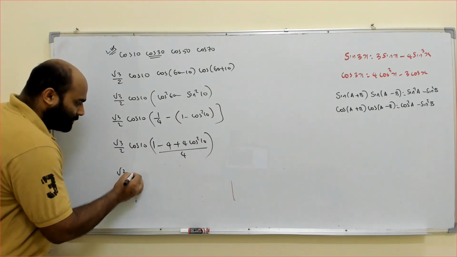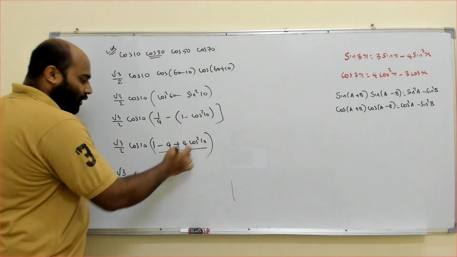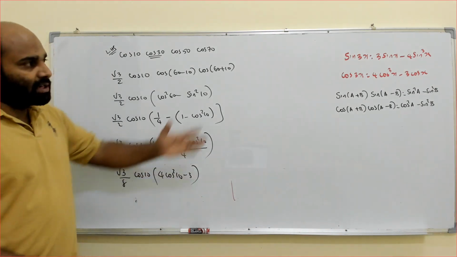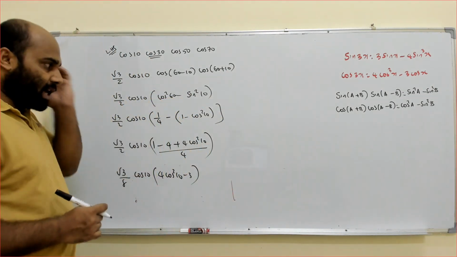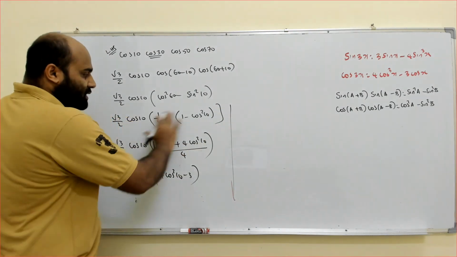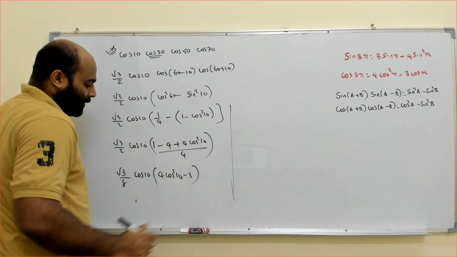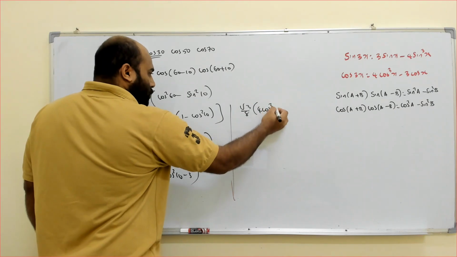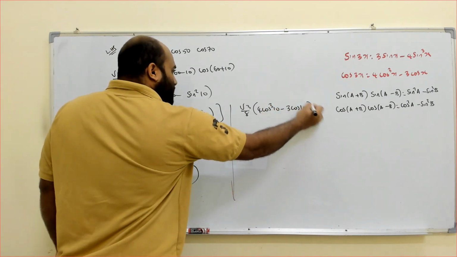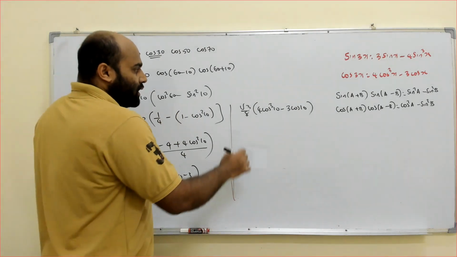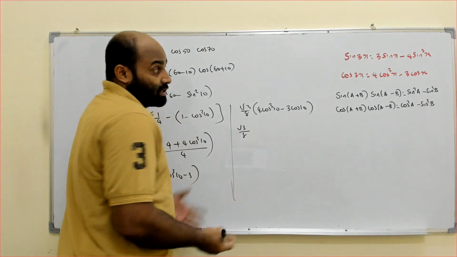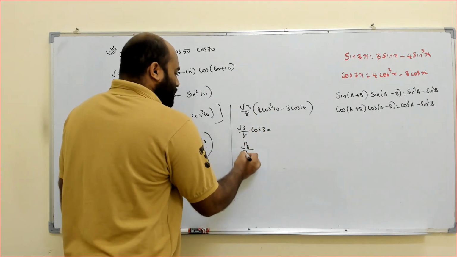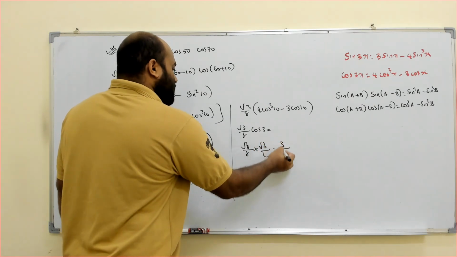Root 3 by 8. This step, don't forget. 4 cos square 10 I wrote first, then 1 minus 4 is minus 3. Now you take it inside, and you can see 4 cos cube x minus 3 cos x. Please carry on, no need to wait for me. Only this step we must not forget. So root 3 by 8, 4 cos cube 10 minus 3 cos 10. This is the result, 4 cos cube x minus 3 cos x, which is cos 3x, here x is 10. So directly can I write cos 30? Yes. Root 3 by 8 into root 3 by 2 is 3 by 16. See, easy.